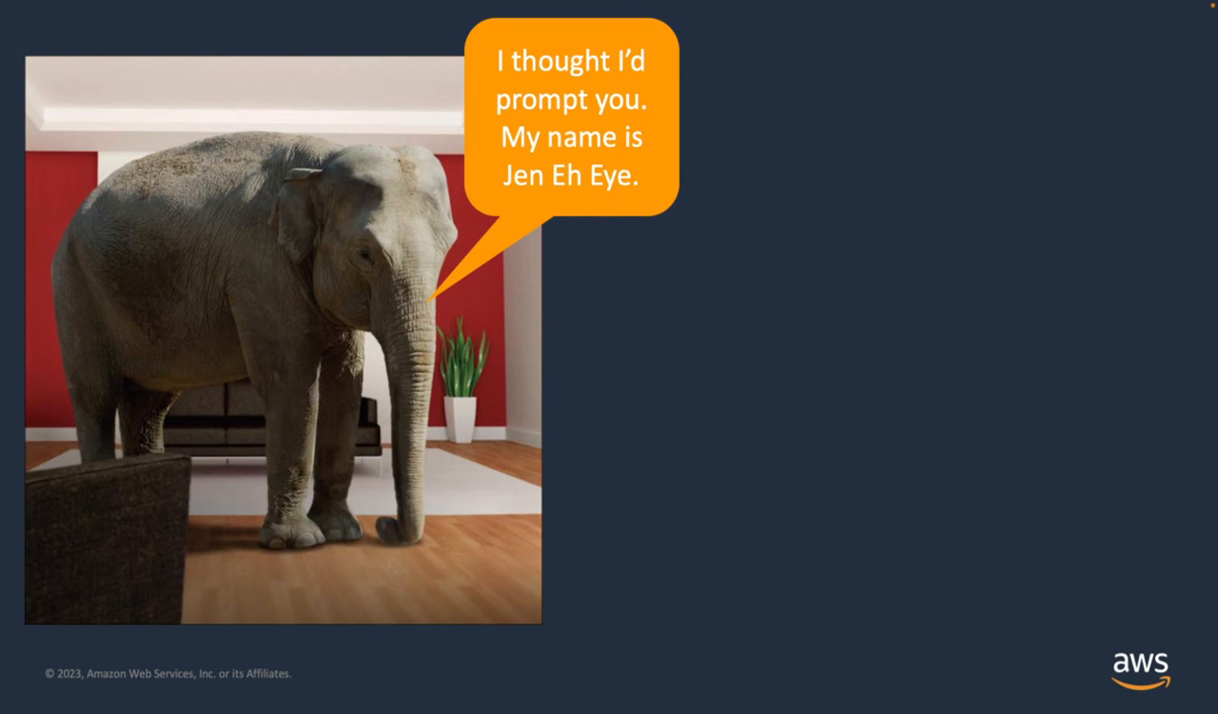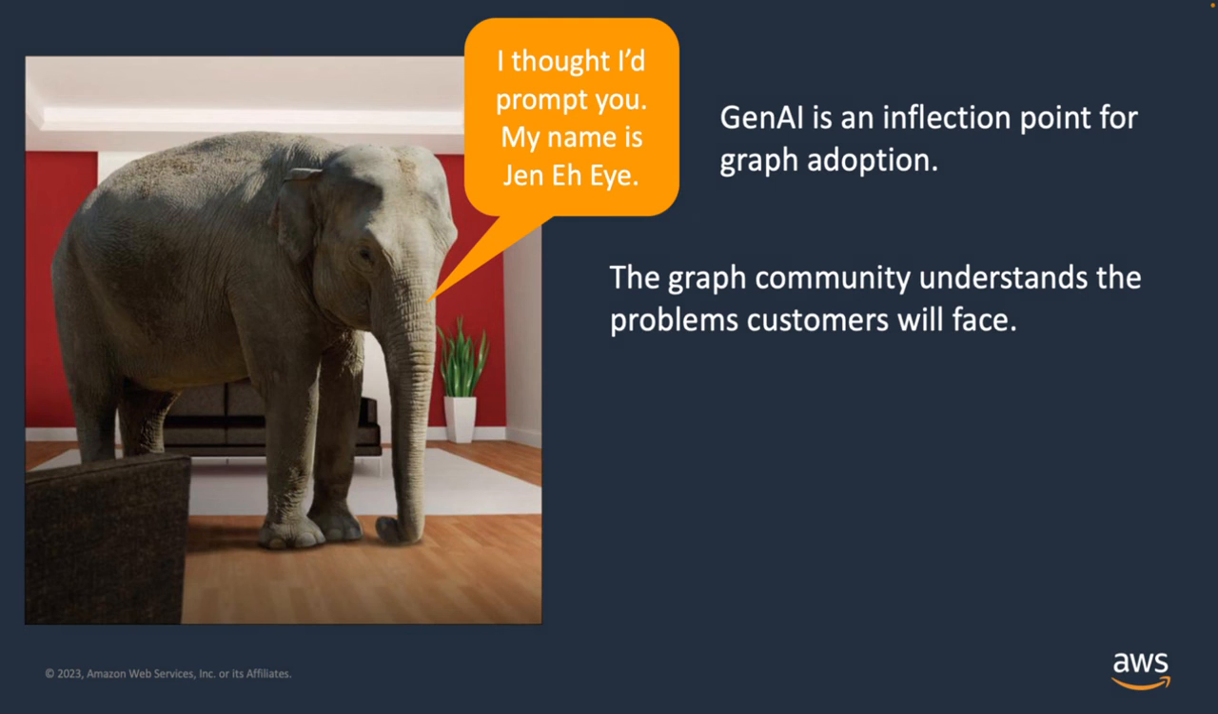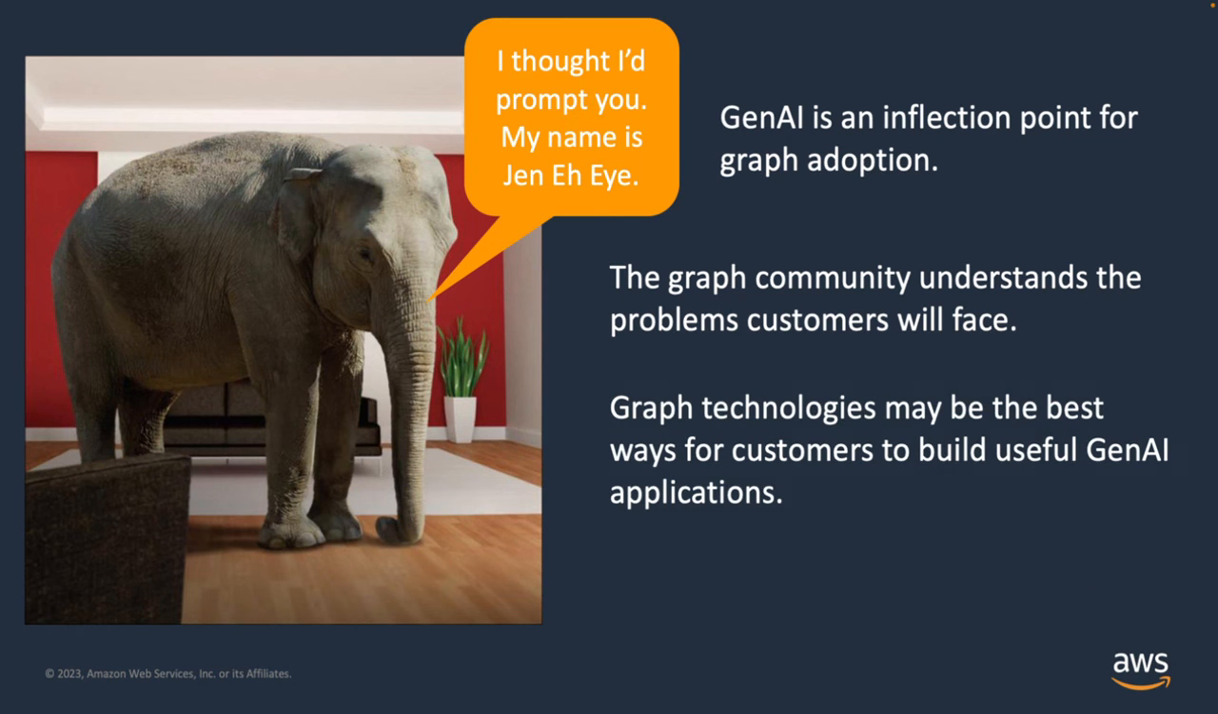So what about Gen AI? I believe that Gen AI is an inflection point for graph adoption, if you cut through all the crap that's there. The reason is that as a community, we've been looking at some of the problems that customers are going to encounter with Gen AI for a long time. We've been looking at them in different ways and under different names for 10, 20, 30 years, depending on how you look at it. And I genuinely believe that graph technologies are some of the best ways to solve some of these challenges.